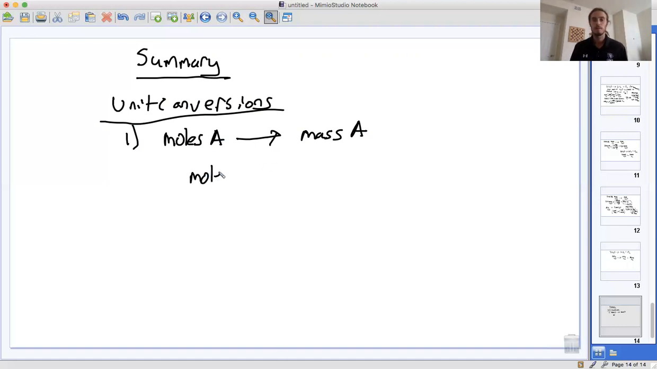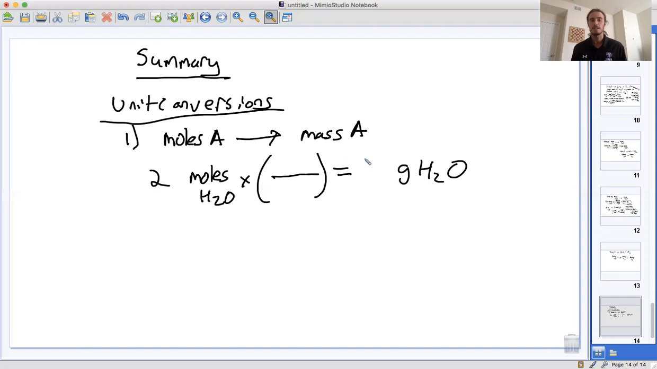So let's say we had 2 moles of water. You would multiply by a conversion factor that contains the molar mass, right? The molar mass for water is 18 grams per mole. So in this case, you need to have 18 grams on the top and 1 mole on the bottom so that the moles will cancel, all right? And then you would end up getting your number, 2 times 18, 36 grams of water.